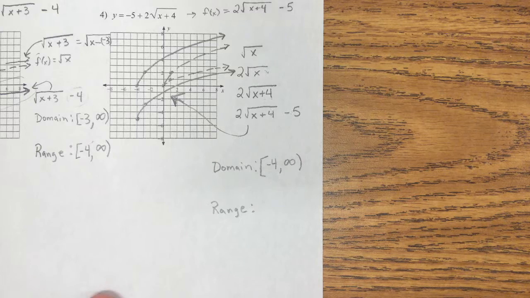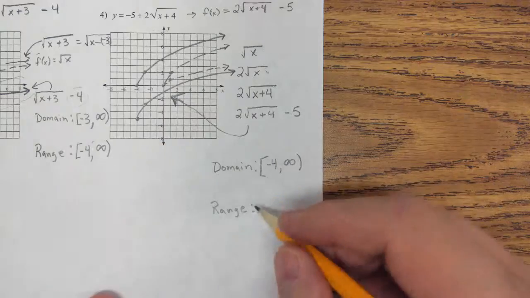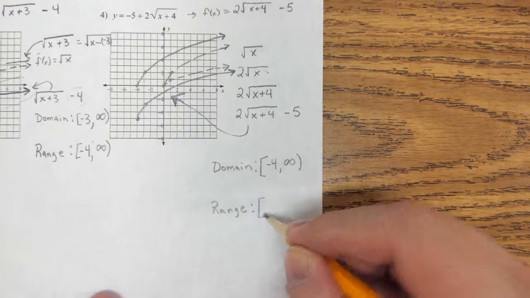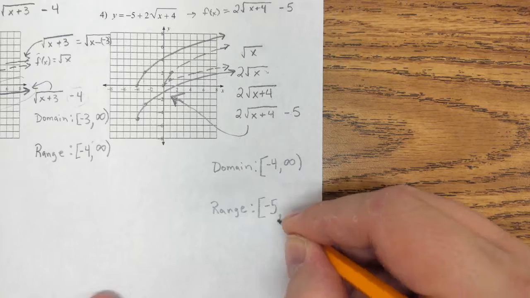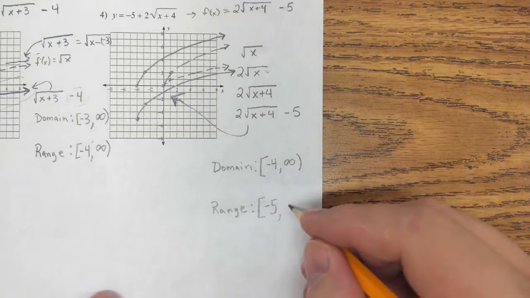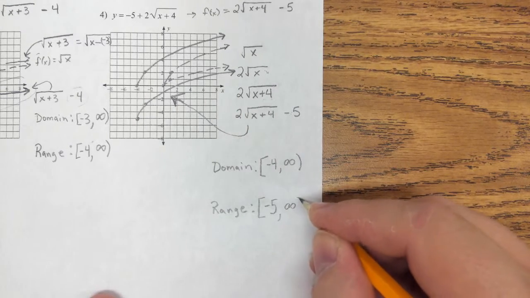Okay. The range starts at negative 5. And it's going to infinity.